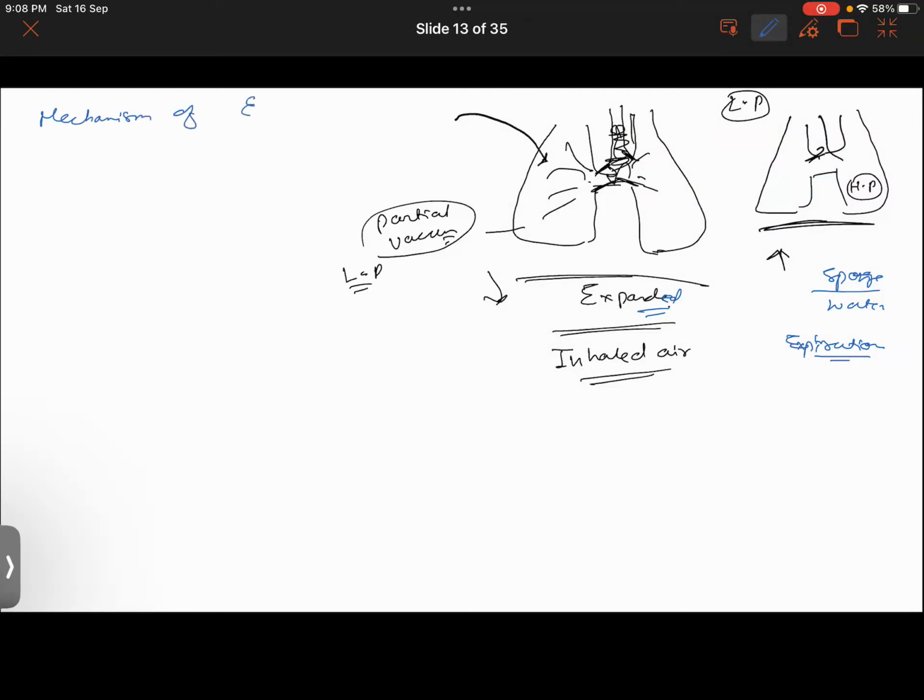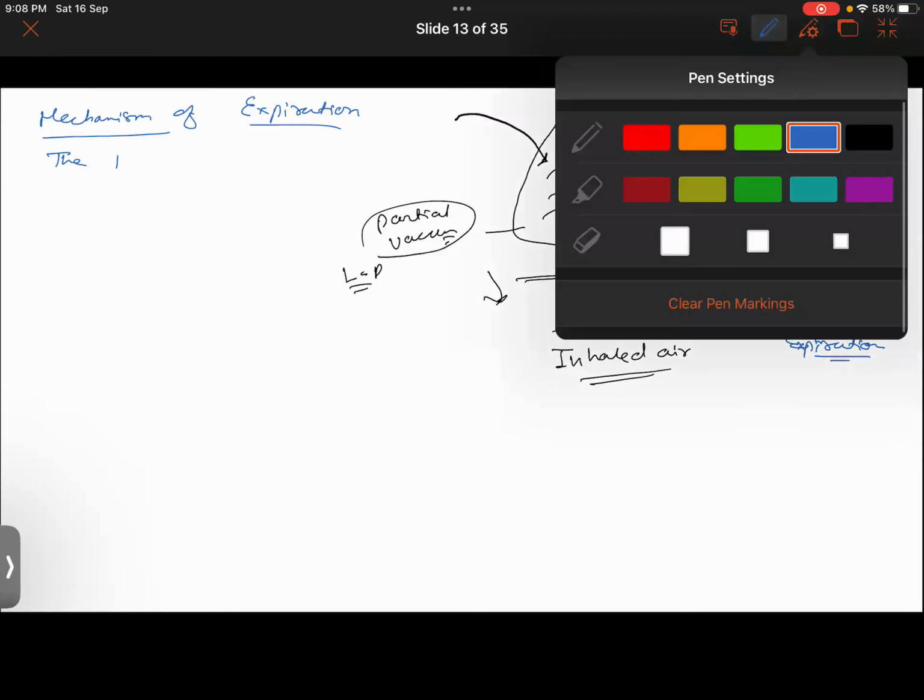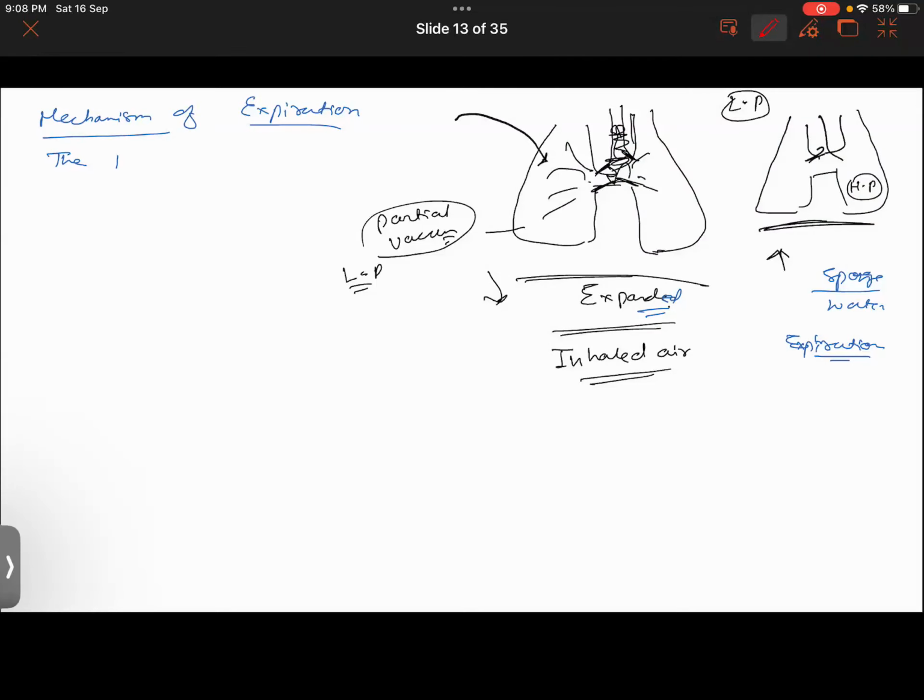Have you guys been making notes of the class or not? And tell me which gas will be released in the process of expiration. Carbon dioxide, obviously. So the process of exhaling carbon dioxide is called expiration. All right.